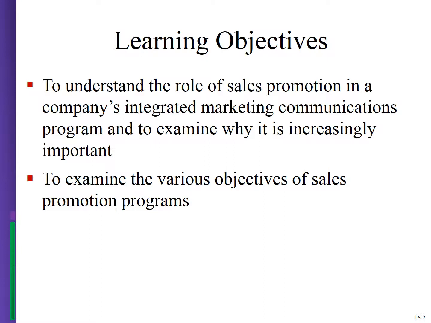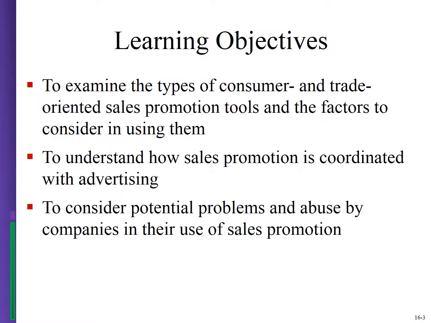For this chapter, we have 5 objectives. 1, to understand the role of sales promotion in a company's integrated marketing communications program and to examine why it is increasingly important. 2, to examine the various objectives of sales promotion programs. 3, to examine the types of consumer and trade-oriented sales promotion tools and the factors to consider in using them. 4, to understand how sales promotion is coordinated with advertising. And then 5, to consider potential problems and abuse by companies in their use of sales promotion.